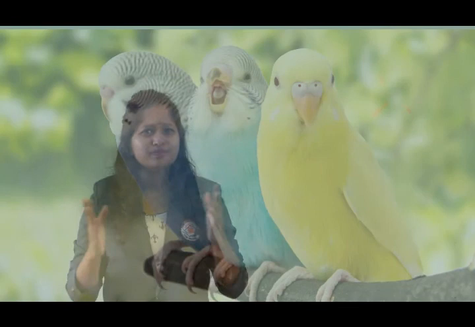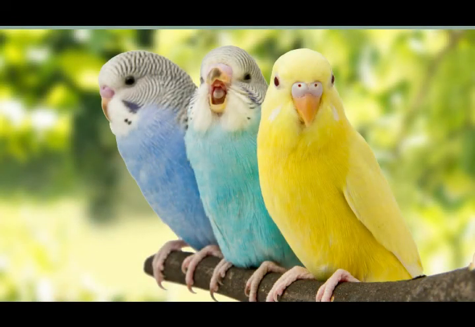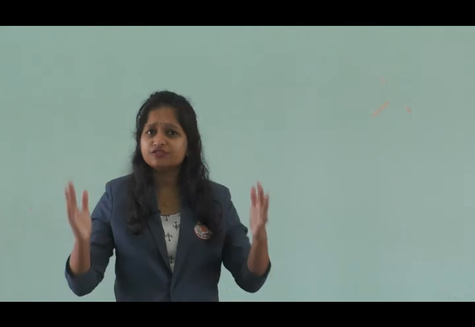Okay? Most of you like birds, isn't it? Let's see what are the features of birds. Birds are also a part of the ecosystem. In simple words, an ecosystem is a group of living organisms that live together and interact with each other in a specific environment. There are different kinds of birds in different parts of the world, isn't it?